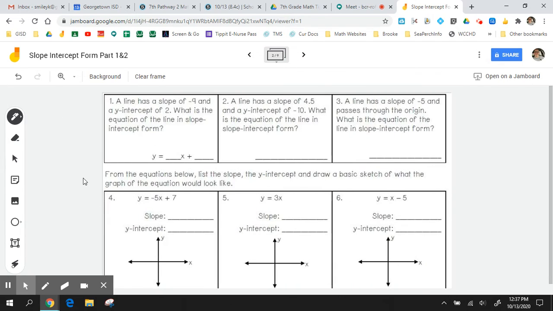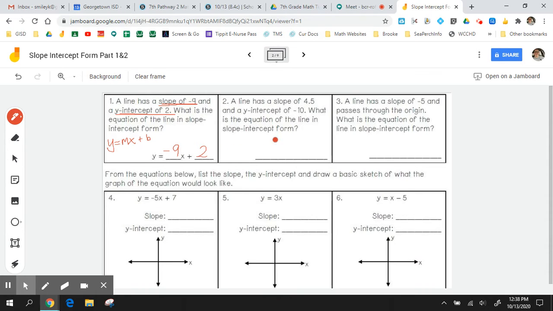Now, on these first couple ones, all we're going to do is write the equation. It gives us the slope. Let me change my color so you can see it a little bit. So it says that a line has a slope of -9, and then it says a y-intercept of 2. So all we have to do is write it correctly. Remember, slope always comes in front of this x. It is always y equals mx plus b. So we'll keep that here so you can see it for all of these 6 problems. And then the y-intercept is 2. It is a positive 2, so we don't have to put anything else there.